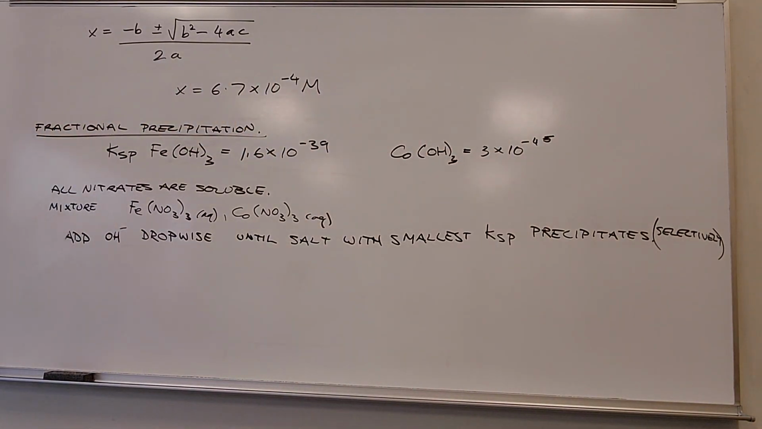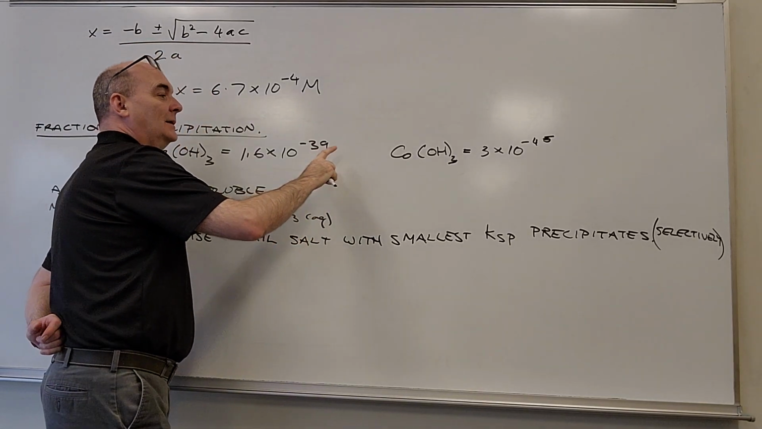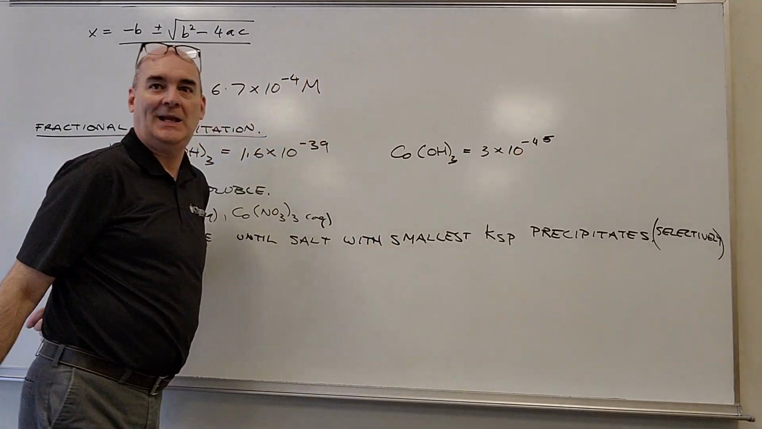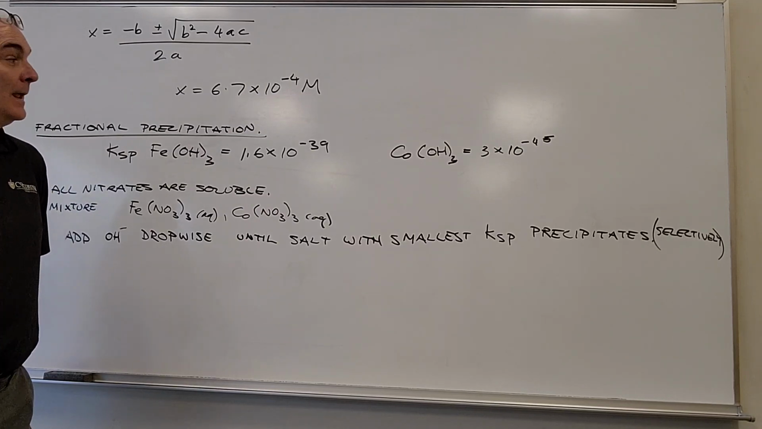Yes. If you add hydroxide dropwise, we should get to a point at which the salt with the smallest KSP precipitates and leaves the other one behind. Now, if that number was negative 39 and this number was negative 38, the chances of you separating them is slim.